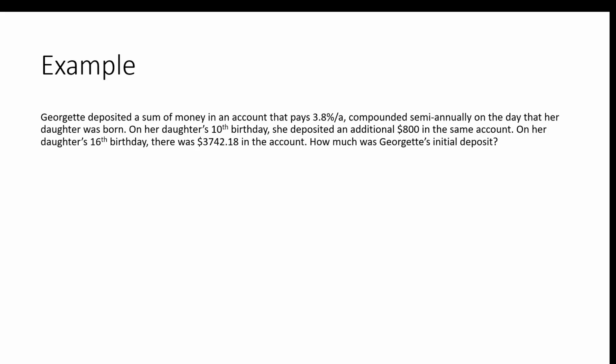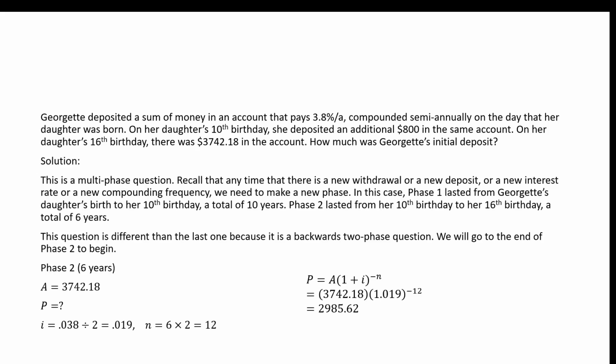So what we're going to do is a phase one, phase two analysis, but we're going to do it backwards. So this is a multi-phase question. Recall that anytime there's a new withdrawal or new deposit or a new interest rate or a new compounding frequency, we need to make a new phase. So in this case, phase one lasted from Georgette's daughter's birth to her 10th birthday, which is 10 years.